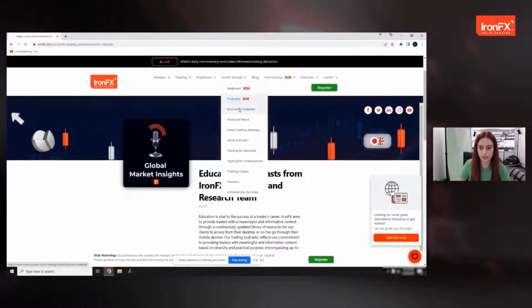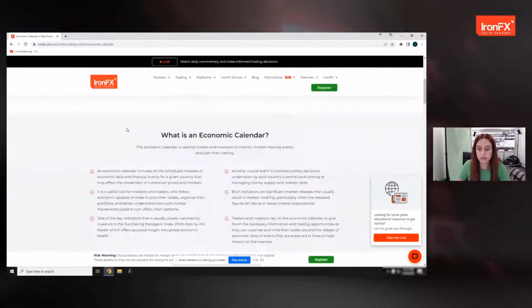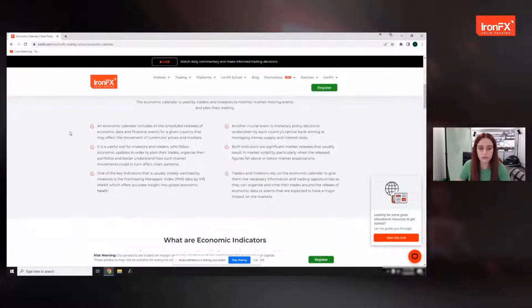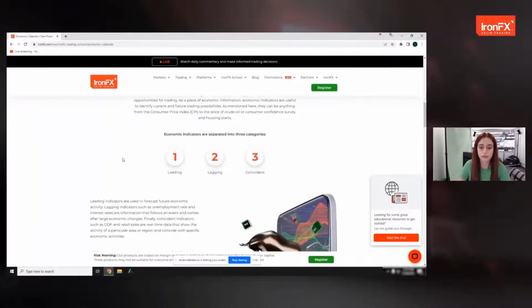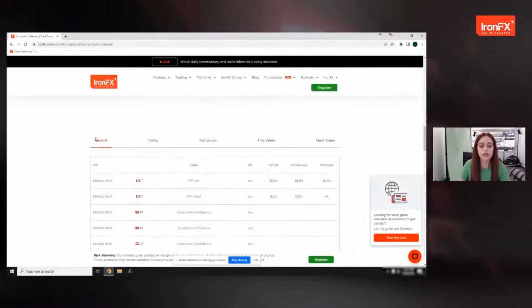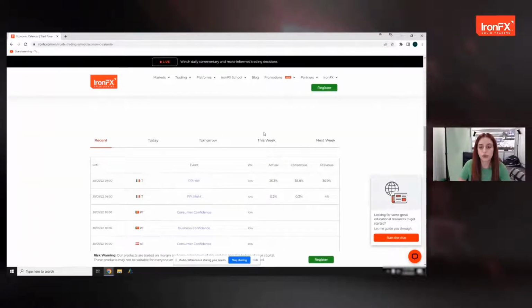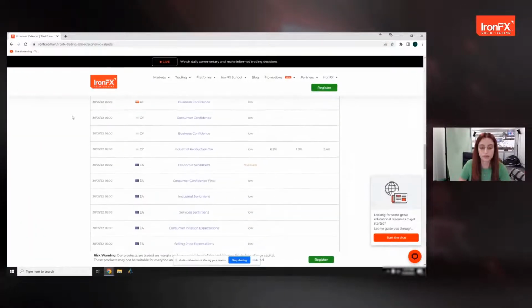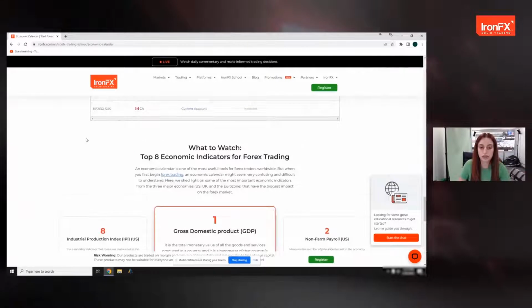Moving on, we go to the economic calendar. So you see here that it's real-time financial events and indicators. For you who don't know what an economic calendar is, you have the explanation right here. You also have the explanation of what economic indicators are. And scrolling down, you'll see the timetable. You have the events. You have today, tomorrow, this week, and next week. Basically, you have all of the information right here.